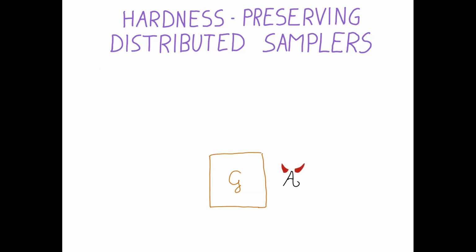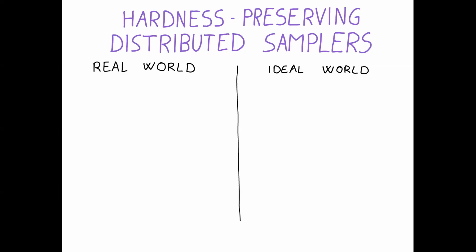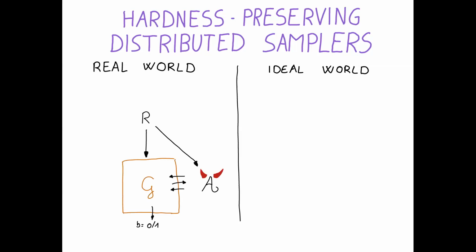Okay, so let's start by taking a hard search game. So we have a challenger G and an adversary A, and we provide both of them with some challenge R coming from the distribution D. The two parties will interact. At the end, the challenger outputs a bit, representing whether the adversary wins or not. And since this game is hard, the probability of winning will be negligible. Now, hardness preserving distributed samplers are defined in a real world, ideal world paradigm. In the real world, we essentially have what I just described. The only difference is that the challenge R will now be a distributed sampler output, and we allow the adversary to actively corrupt a dishonest majority of the parties.